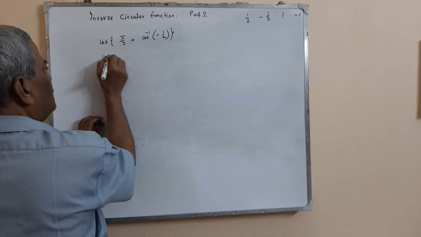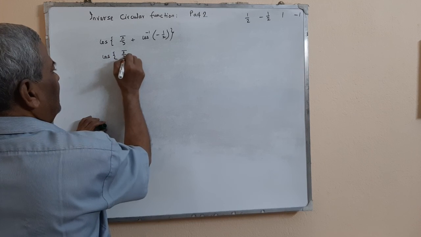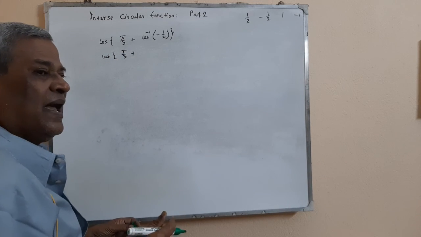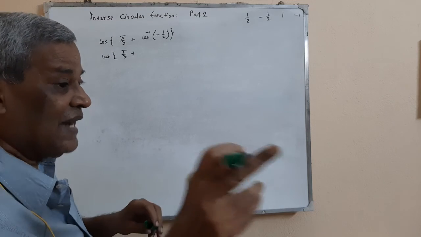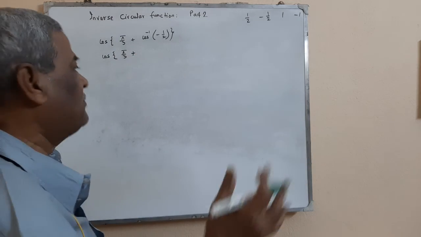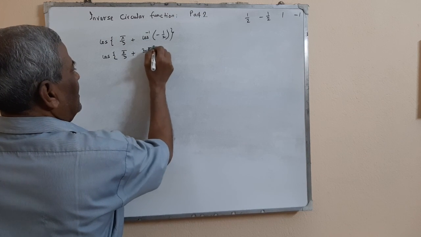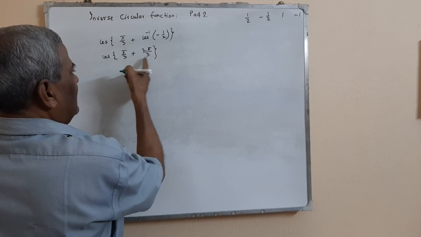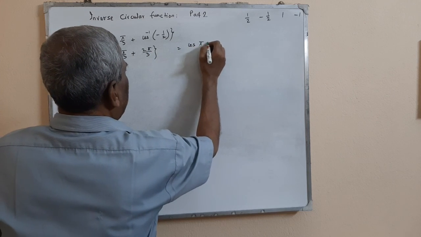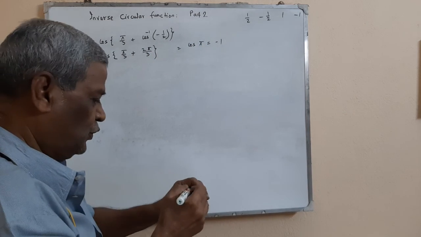It is cos of pi by 3 plus cos inverse minus half. Actually, cos is minus half at 2 pi by 3. So cos inverse minus half is 2 pi by 3. Now together they make pi. So cos pi is equal to minus 1. So minus 1 is the answer, the fourth option.